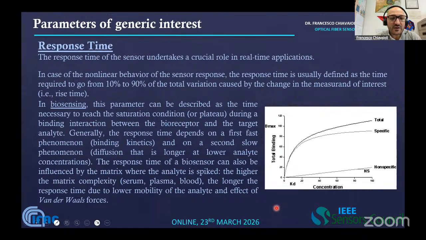In general, this diffusion may also be related to non-specific adsorption of molecules onto the surface. But also in general, if we perform experiments in complex matrices, in real samples like blood plasma, serum, whatever, usually the longer the response time, the more complex the matrix, due to a lower mobility of the analyte and the effect of van der Waals forces.